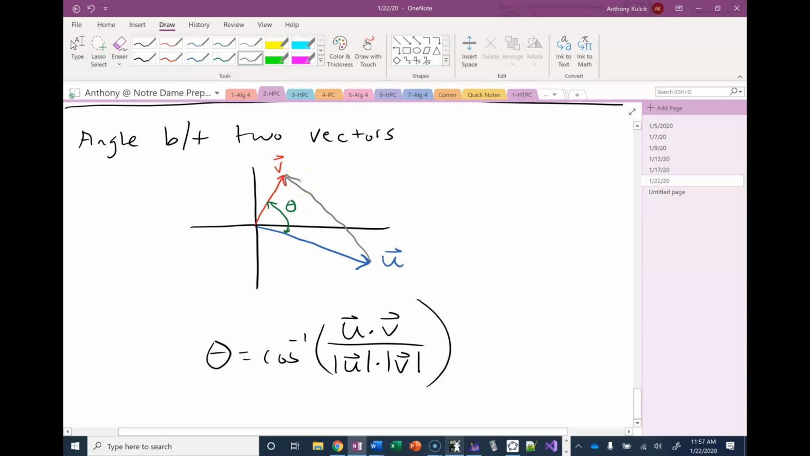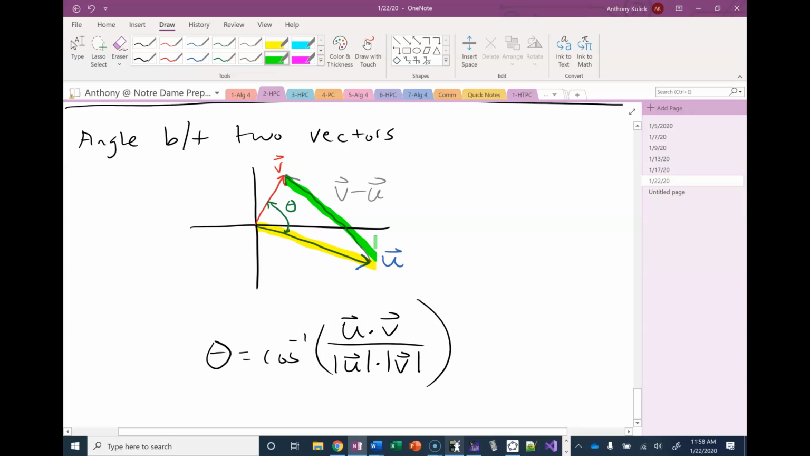So I'm going to draw in this vector to make a triangle. What is the name for this vector going to be? This is vector v minus u. How do I know that? Because if I look, this vector and this vector are put head to tail, right?